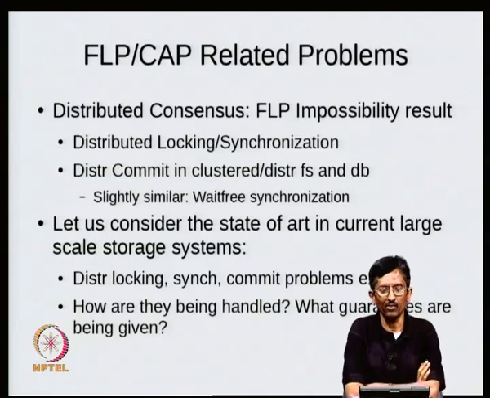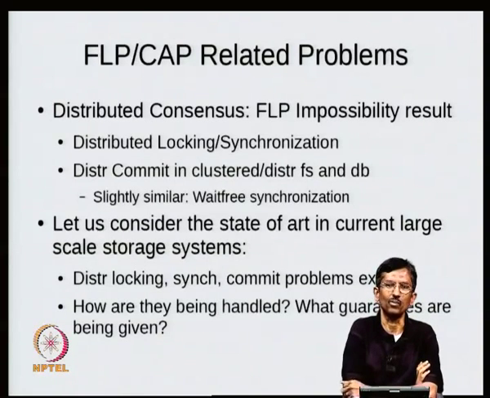Today I will talk in a slightly more detailed way about these problems. First, as we mentioned before, distributed consensus is not possible. This is the Fischer-Lynch-Paterson result. It shows that distributed consensus is not possible even with one faulty processor.